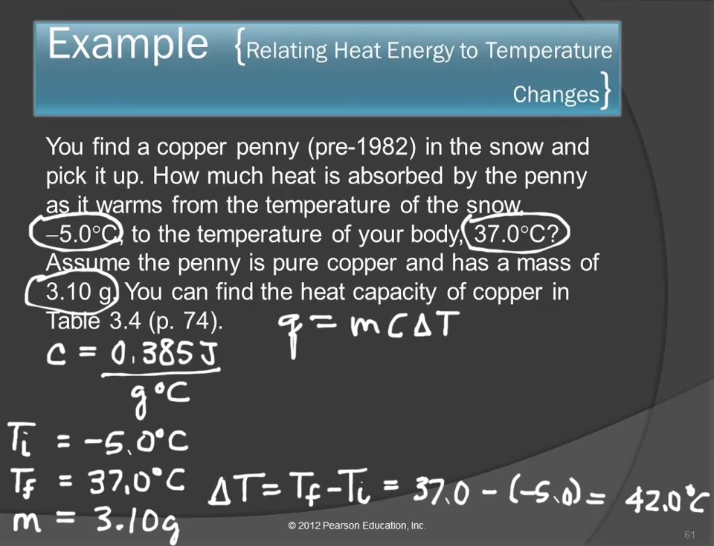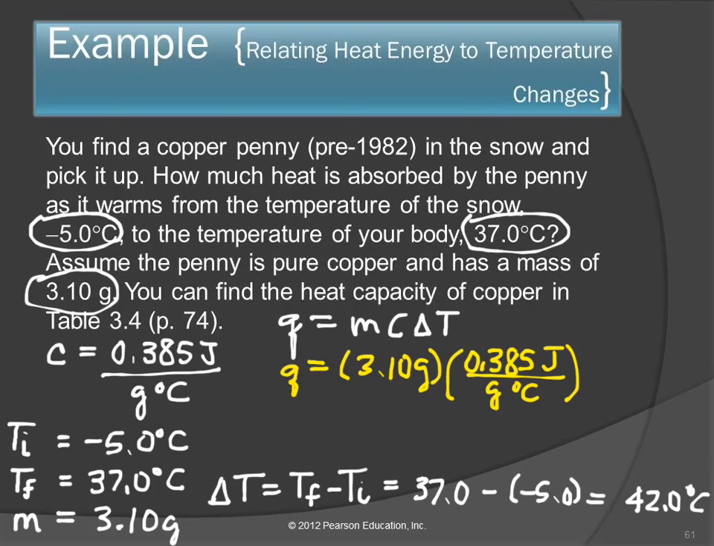Okay, got my numbers back. We're going to plug these numbers into our equation. Q equals, I'm going to change color here because things are getting kind of messy. So Q, and that's the heat. Q equals the mass, 3.10 grams, times the specific heat capacity, 0.385 joules per gram degrees Celsius, times the change in temperature, 42.0 degrees Celsius.